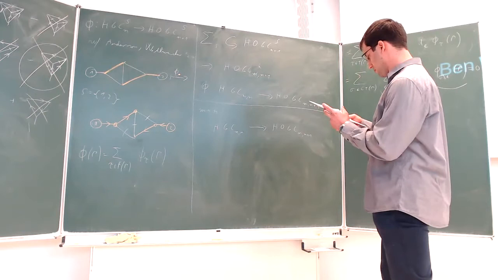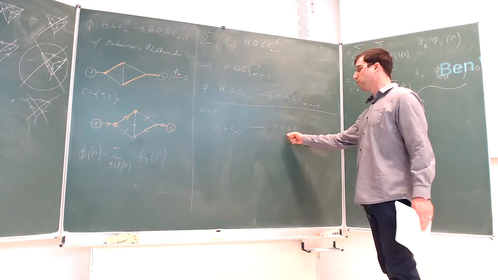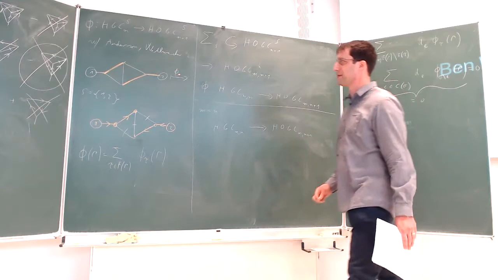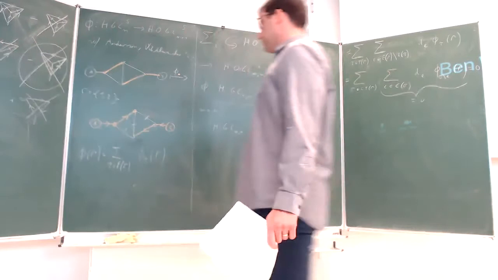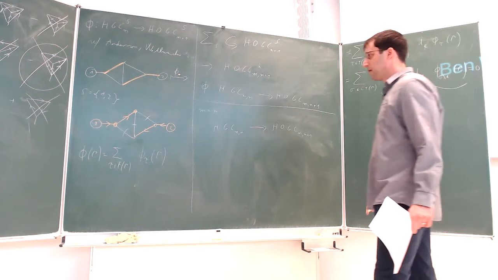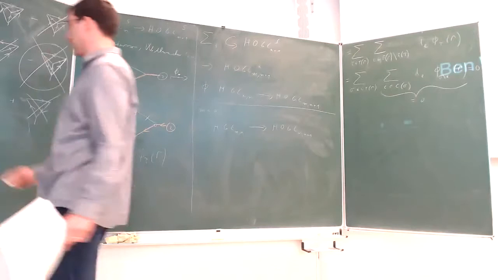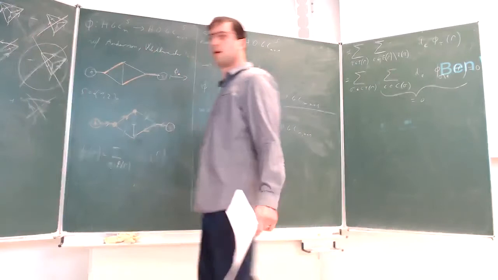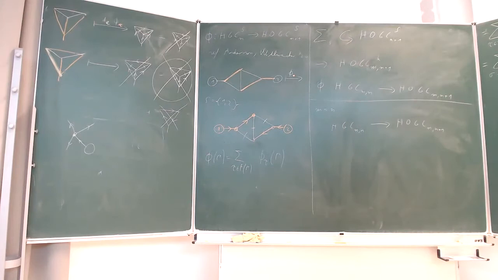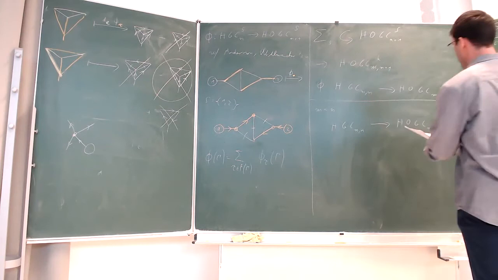So recall that by condition there are no sources here. So a vertex that has all outgoing edges is not allowed. But if there is an incoming edge from an external vertex, this is allowed. And it can be shown that this is quasi-isomorphic to the complex where all hairs are attached to sources.